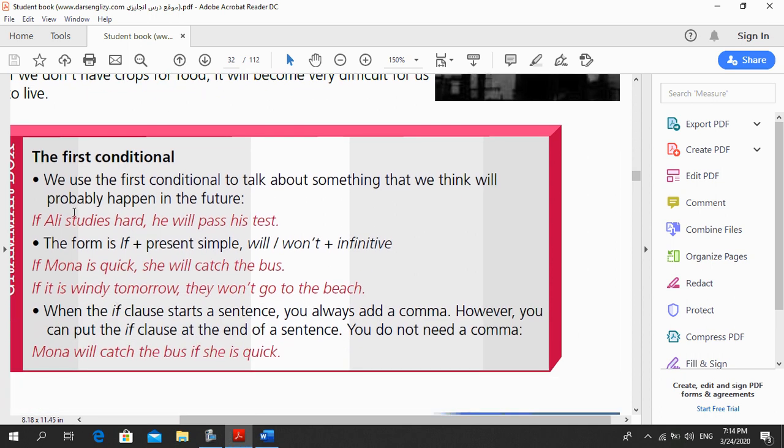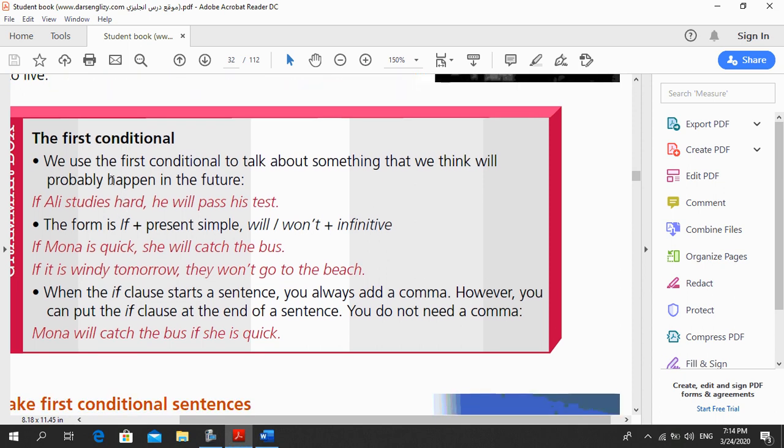So the grammar of this unit is about the first conditional. Look at this example. If Ali studies hard, he will pass his test. So this is a possible situation. If you study hard, you will pass. It's possible, right? It's probably gonna happen. When you study hard, you can answer all the questions, so you will pass. But is it a fact? No, of course it's not. Maybe Ali becomes sick, or maybe he forgets what he studies. So it's just possible. So that's why we use the first conditional, possible situations in the future.